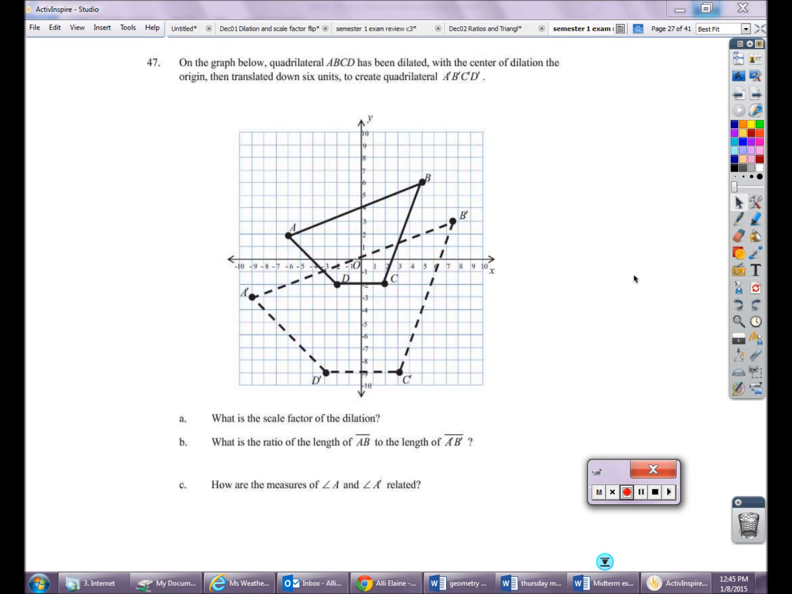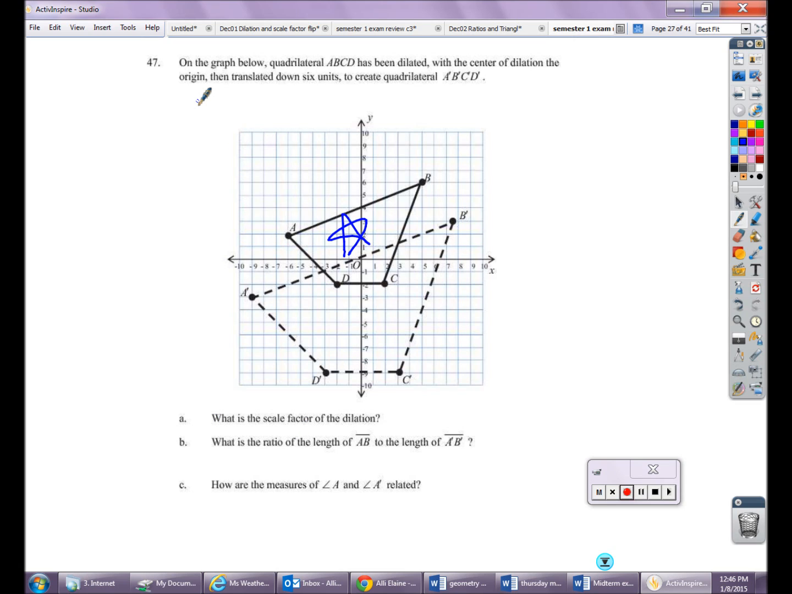Alright, I am here, Miss Weatherford, and I'm going to finish Unit 2, Topic 1. So I'm starting on number 47. It's been dilated. So this is the original ABCD, and then this dotted one is where it's been dilated to. It's been 6 down. Okay. So first thing is they're asking what the scale factor is.